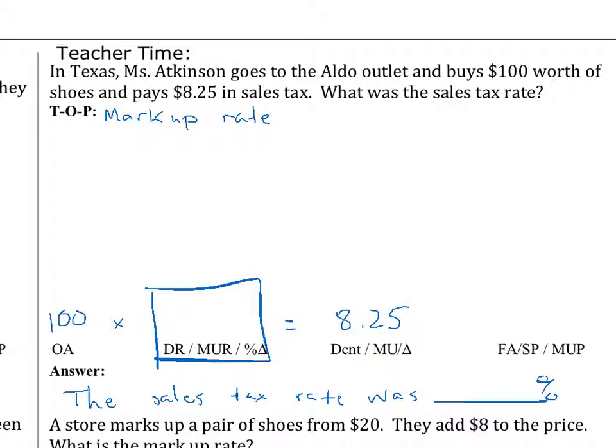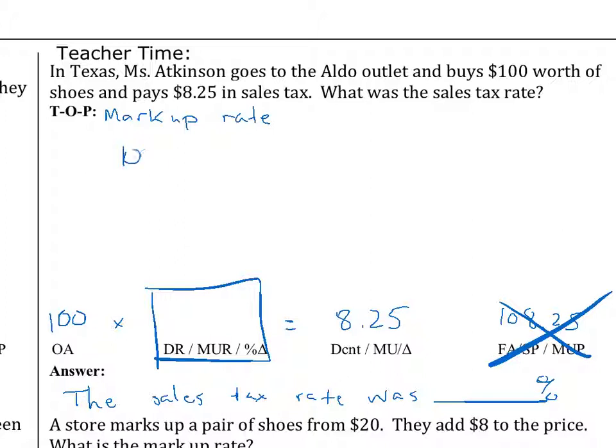So at this point, we have everything we need. We don't really need to know the final amount. We could calculate the final amount was $108.25, but who cares? It doesn't matter. It's not part of our equation. How am I going to figure out what my sales tax rate was?